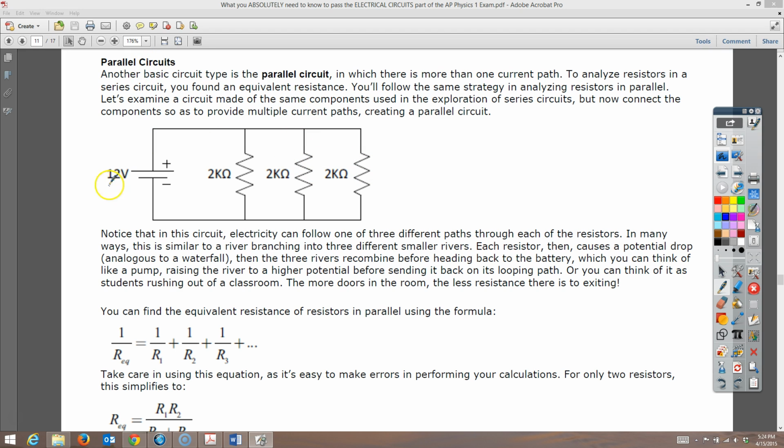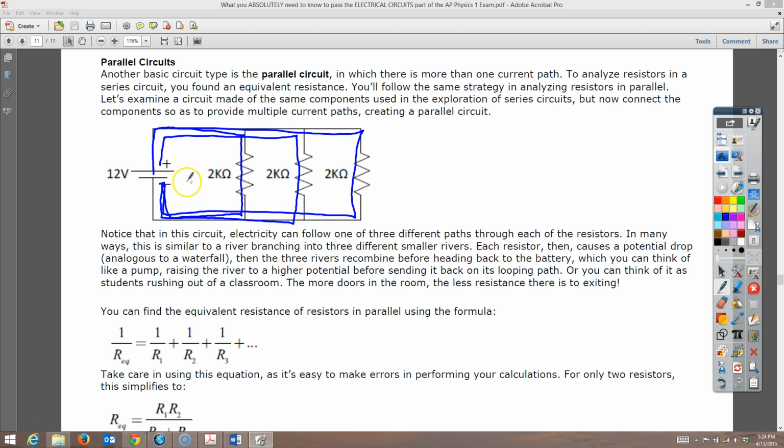So this is our other type of circuit that's a basic circuit type. It's called a parallel circuit, and there's more than one current path. Notice that we can go from here all the way back to the battery. We could also go all the way through the second resistor, and we could also do the same thing with the third one. So in this one, you can have three different paths.